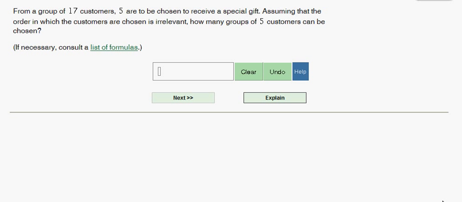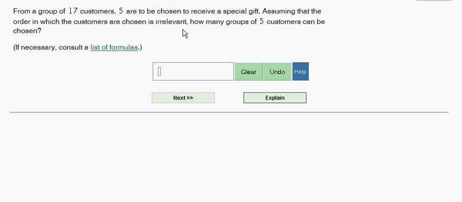This is ALEKS Statistics, and today we're working combination problems. So let's take a quick look. From a group of 17 customers, 5 are to be chosen to receive a special gift. Now, assuming that the order in which the customers are chosen is irrelevant, and that's key text, by the way, for combinations, the order doesn't matter, how many groups of 5 customers can be chosen?